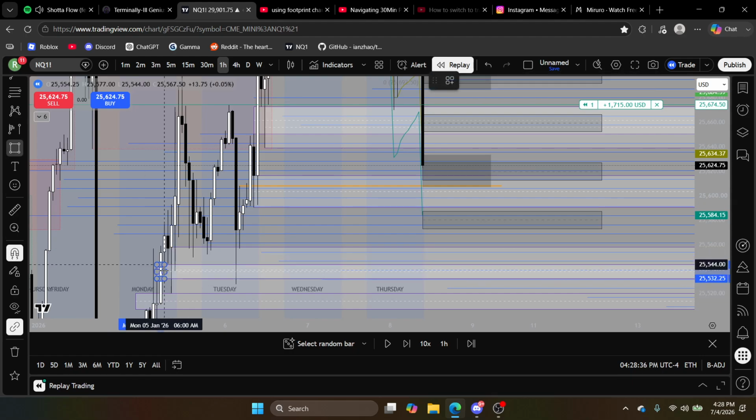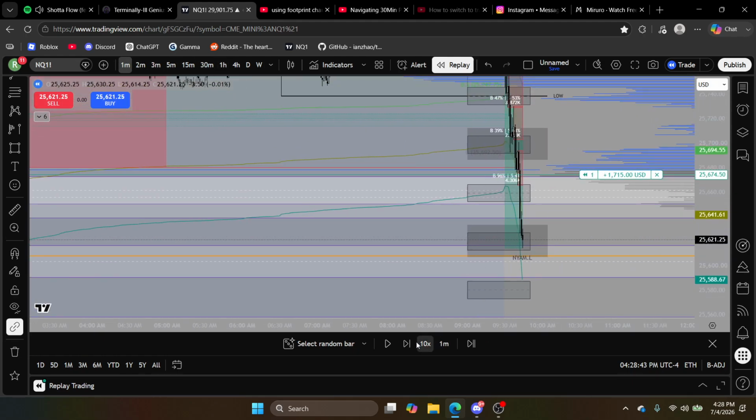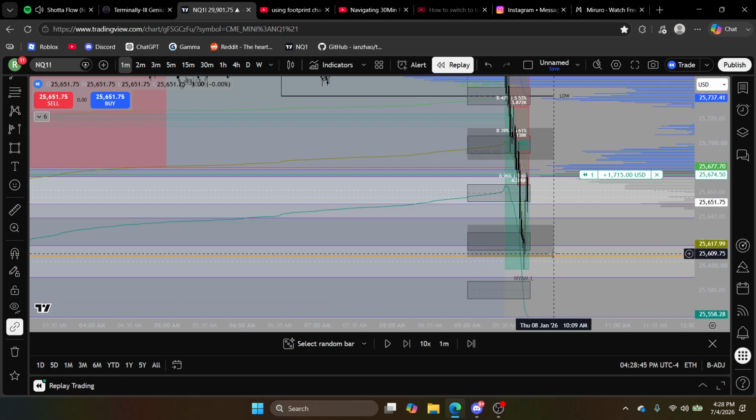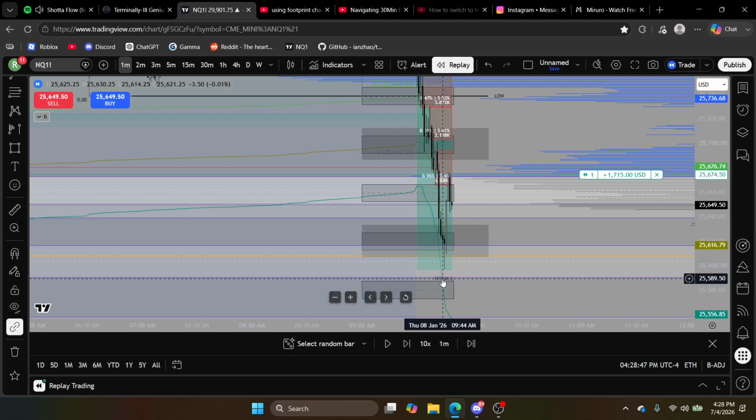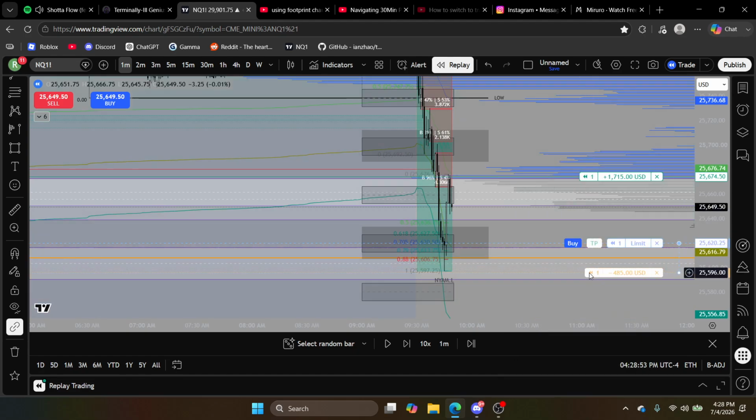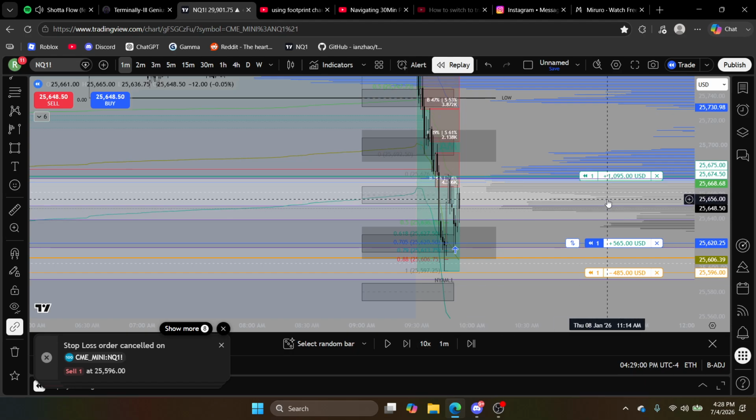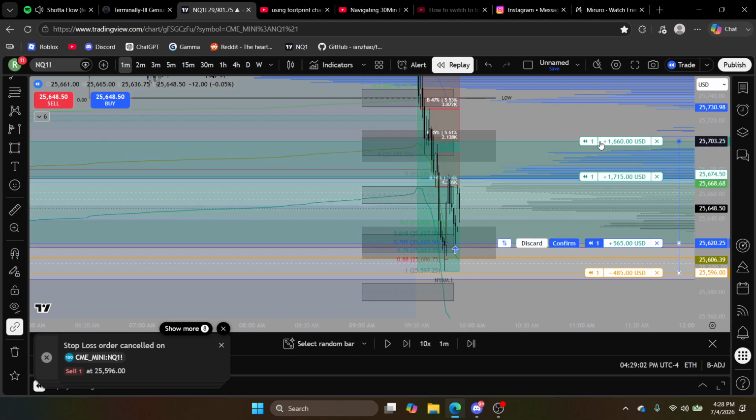We have this small gap lining up the CE. Let's see how it reacts inside this gap. Rejection block. Alright, let's just get out our OTE. 705, 20 points. Or actually, let's just go to the low. Let's go a bit higher.